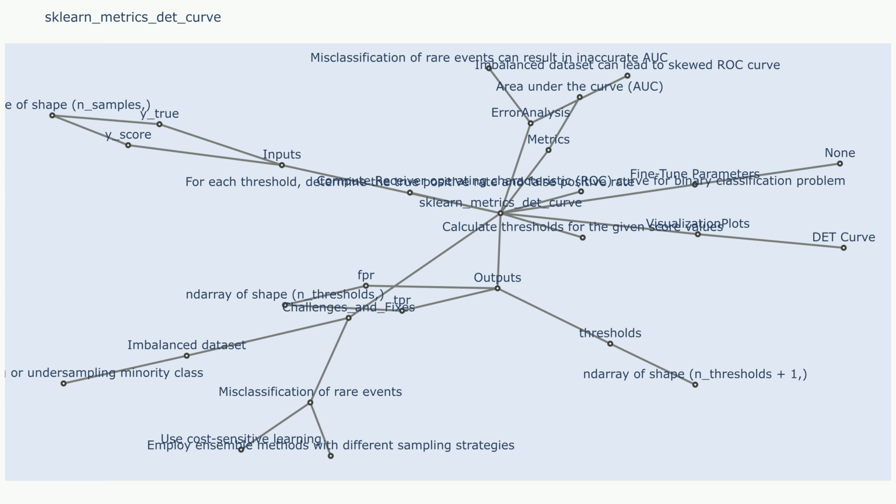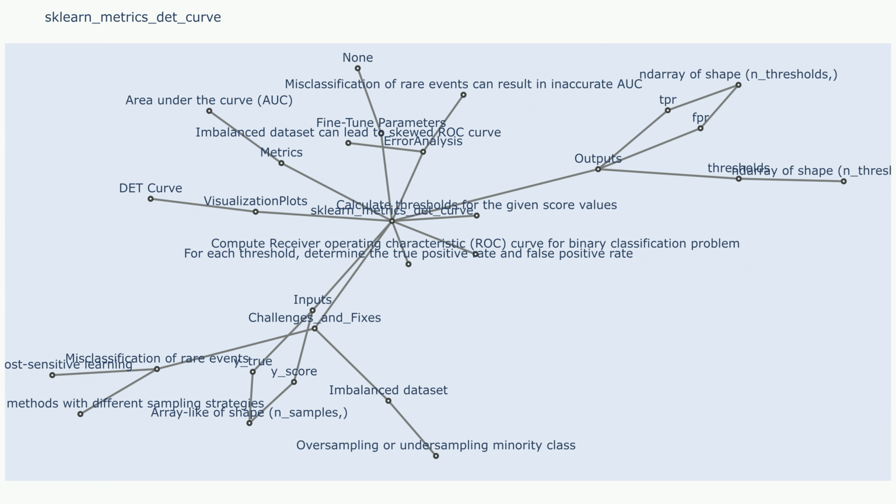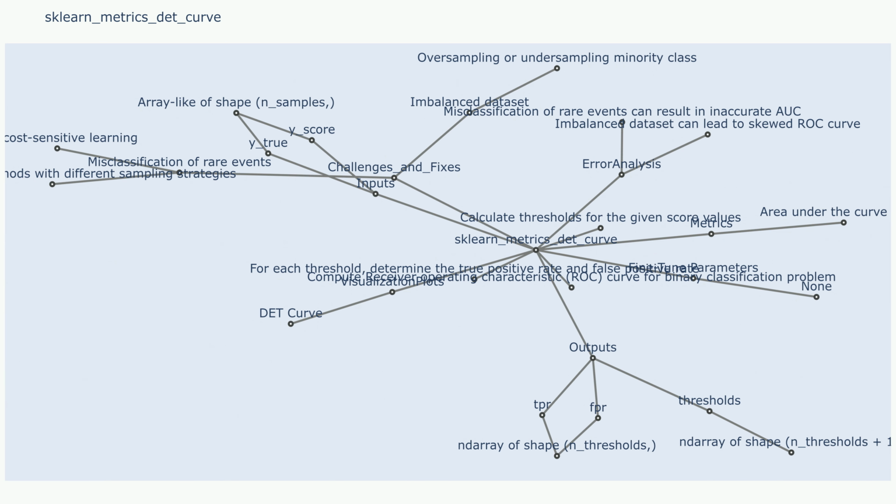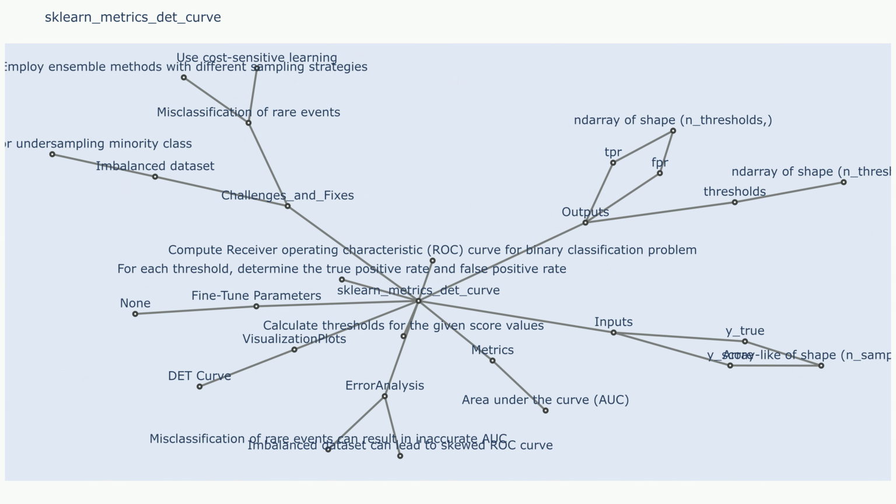Outputs: FPR, the false positive rate values for different thresholds. This is a 1D array of floating point values between 0 and 1. FNR, the false negative rate values for different thresholds. This is a 1D array of floating point values between 0 and 1. Thresholds, the thresholds used to calculate the FPR and FNR values. This is a 1D array of floating point values.